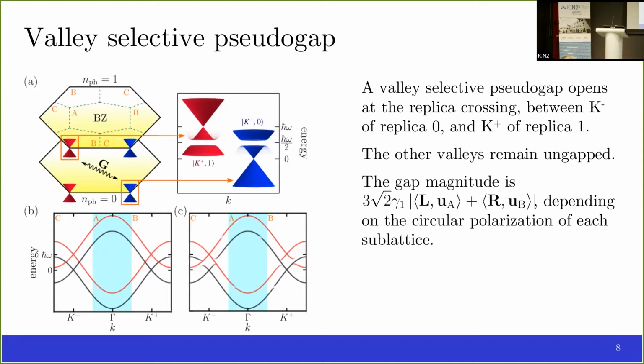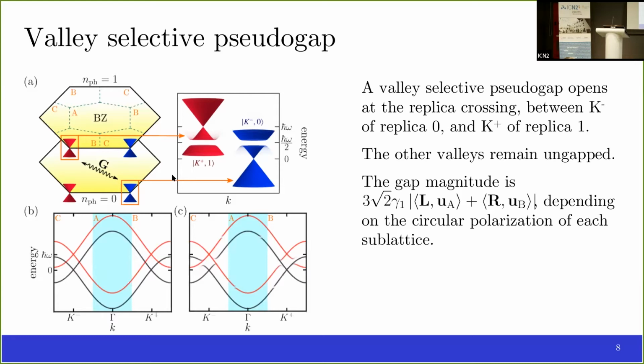Once we turn on the electron-phonon interaction, an electron with a momentum corresponding to valley k minus in the phonon Fock space of 0 phonons can absorb a phonon and thus scatters its momentum to valley k plus. So the phonon non-zero momentum generates transitions between electrons in valley k minus of the 0 phonon replica with electrons in valley k plus of the 1 phonon replica. With this, we see that a valley selective pseudogap emerges.